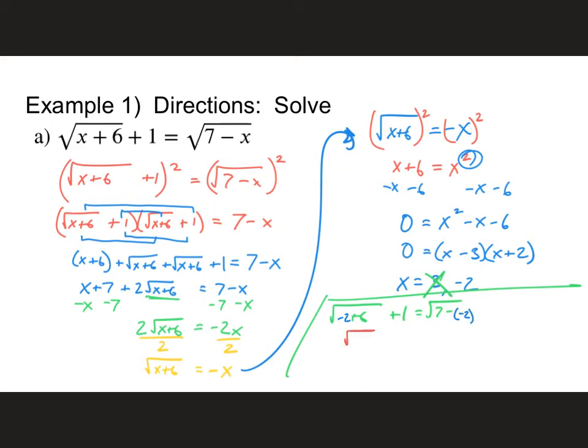Let's see here. The square root of -2 plus 6 is 4, plus 1 equals, let's see here, that's 3 minus -2, which is the same as 3 plus 2. So that gives me 9. And that's 2 plus 1 equals 3. Yes, it does work. So x equals -2 is the only solution to this particular problem.